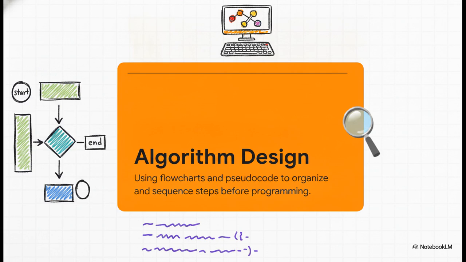We use cool tools like visual flowcharts and pseudocode, which, if you don't know, is kind of like a half-English, half-code secret language. We use these to logically organize and sequence our steps. We map it all out visually before typing a single line of actual code.